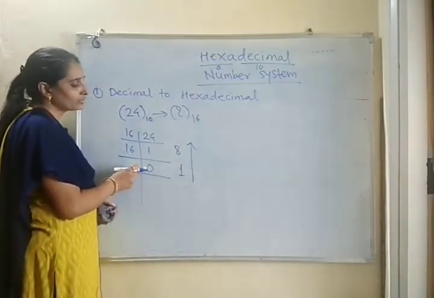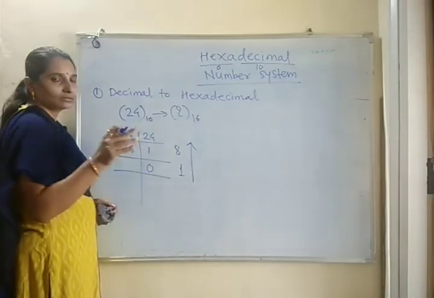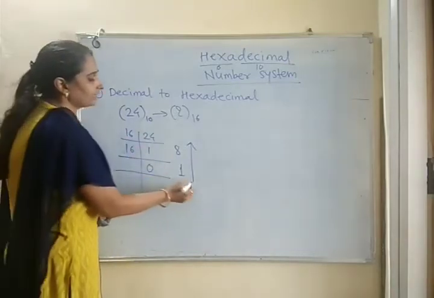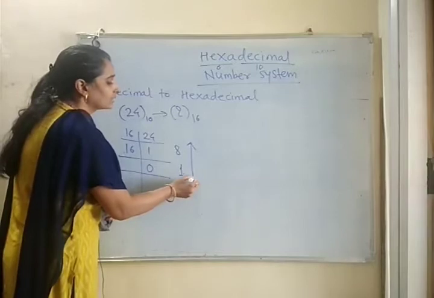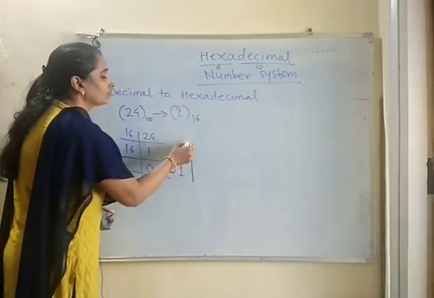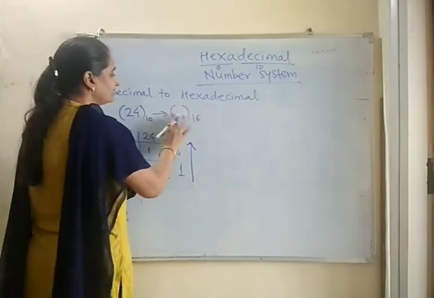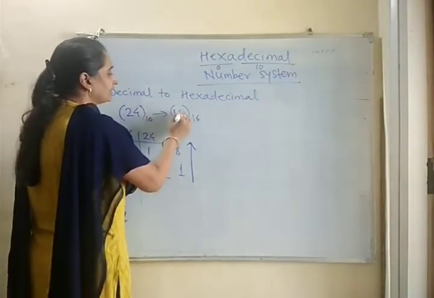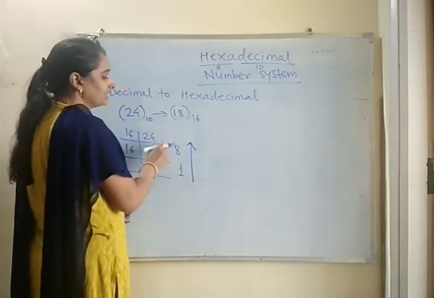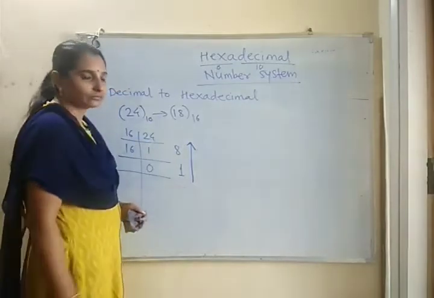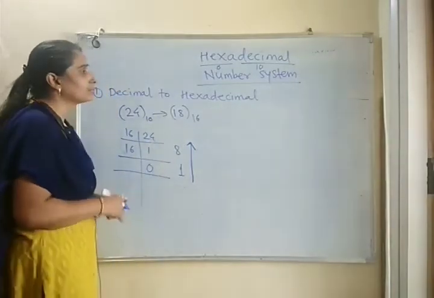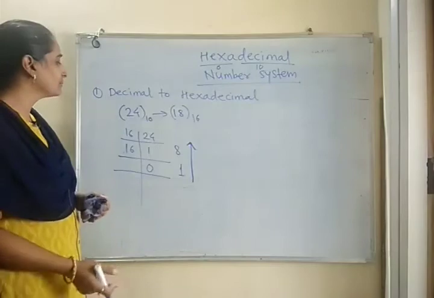Once the quotient becomes 0, stop the division, and arrange these remainders from bottom to top. So what is the result? Our result is 1, 8. First of all, you have to write 1 and then 8. So this is the decimal to hexadecimal conversion.